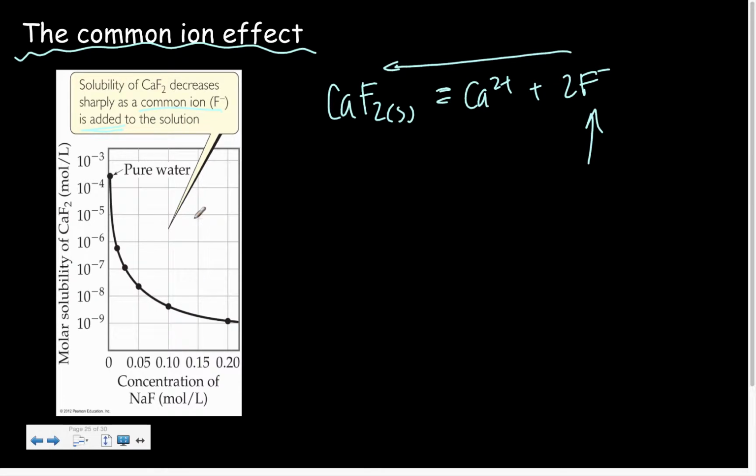Which is why the solubility of calcium fluoride specifically decreases as the amount of common fluoride ion increases. So here we have fluoride courtesy of something else, and then my calcium fluoride decreases in solubility.